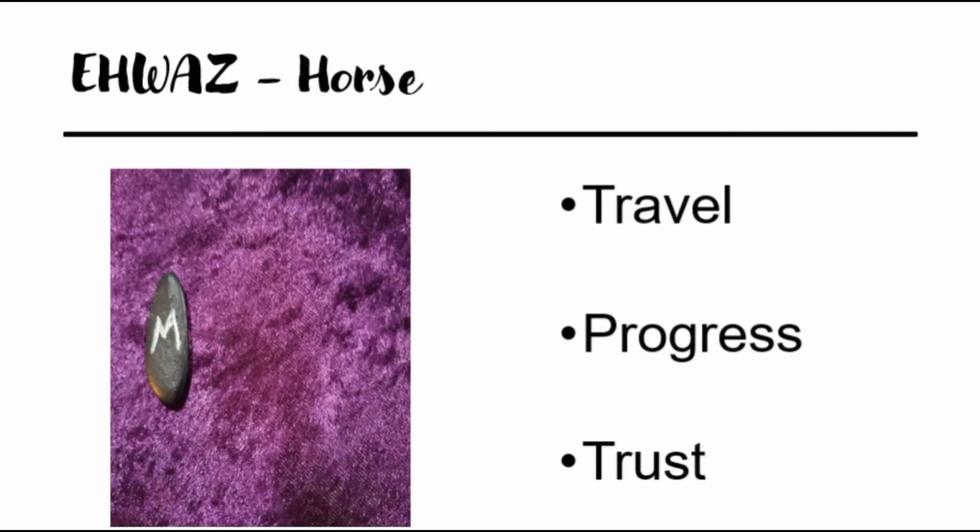Now we have Ehwaz, which means the horse, and it's all about travel because horses are associated with travel, especially in those days. So think of travel, progress, and trust. It's about horses trusting the rider and the rider trusting the horse, to have a good relationship between horse and rider. So horses are often associated with trust as well, hence so is Ehwaz.